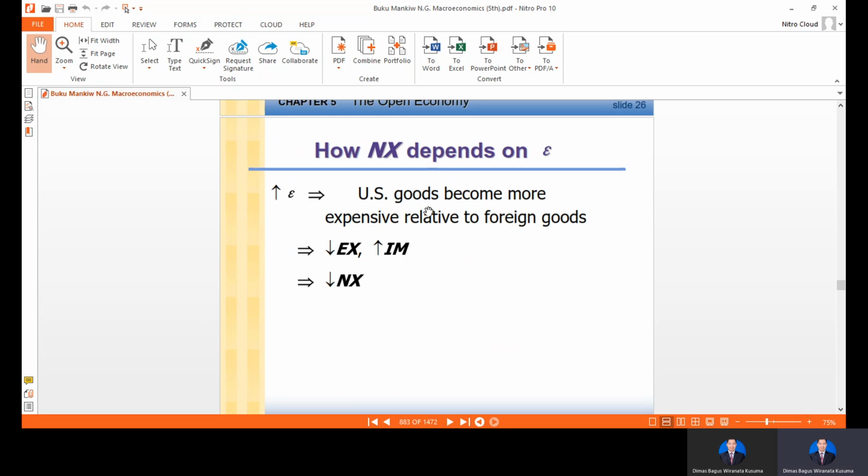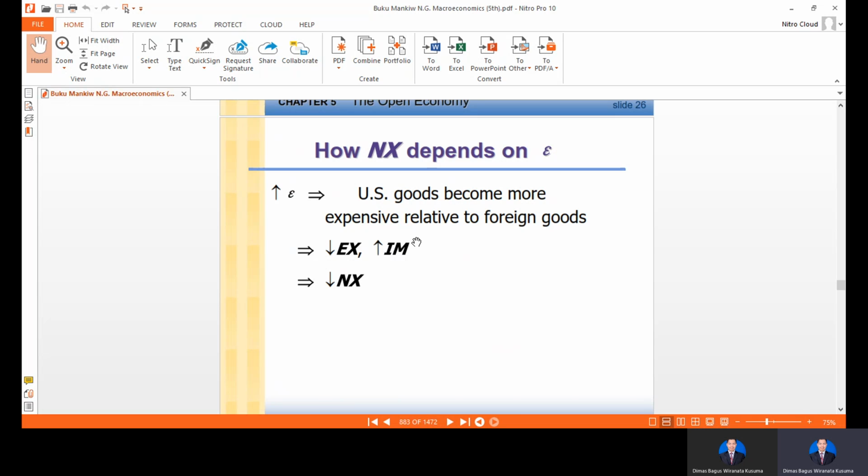So if it is the case, then the export of the Big Mac will be decreasing, because if you sell the Big Mac to Japan, it is more expensive. Nobody wants to buy, isn't it? And the import will be higher because you feel that it is cheaper compared to the Big Mac in the US. So the import will be bigger.